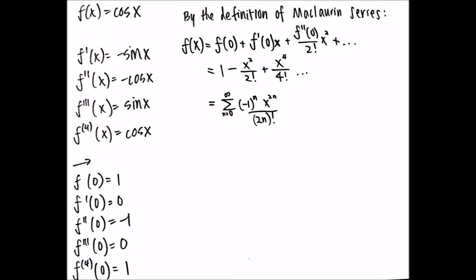First, let's find the Maclaurin series for the function cosine of x using the definition of a Maclaurin series. You first write out the derivatives. Let's do it up to the fourth. Plug each in for 0, then write it out based on the Maclaurin series formula. This can then be written as a series. The same process can be done for a Taylor series.